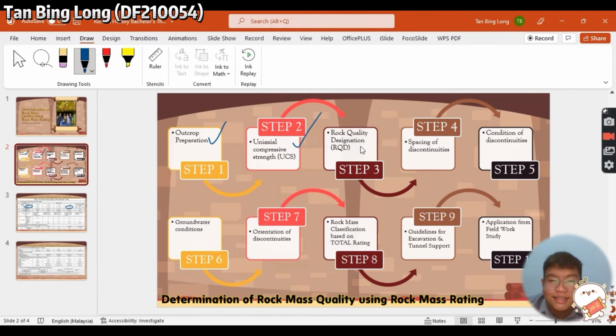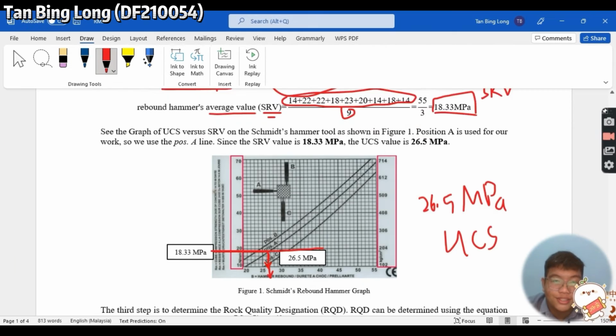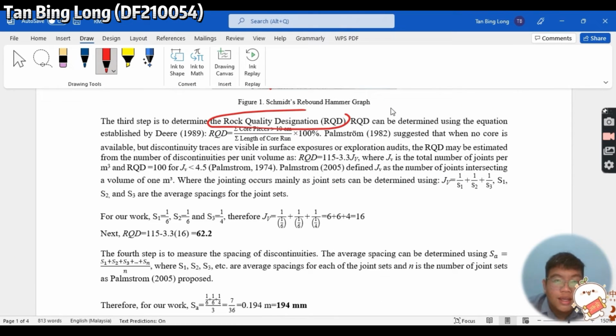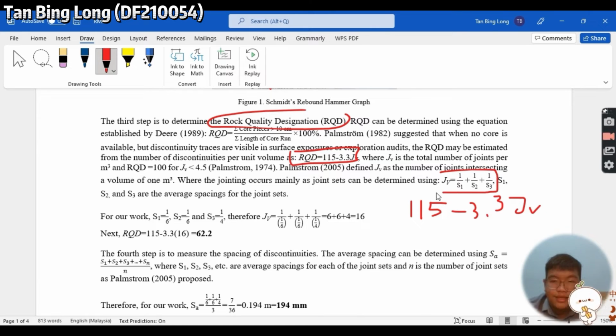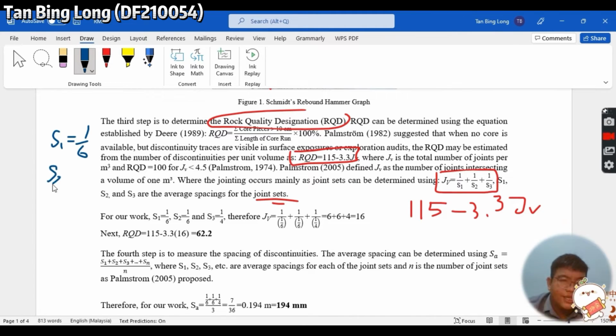Okay, so the next step is determining the RQD, rock quality designation. The formula that we use to determine RQD is 115 minus 3.3 JV. What is JV? JV is the total number of joints per meter cube. Here is the formula of JV, where S1, S2, and S3 are the average spacing for the joint set. So our data from the tunnel is S1 equal to 1 over 6, S2 is also 1 over 6, and S3 is 1 over 4.